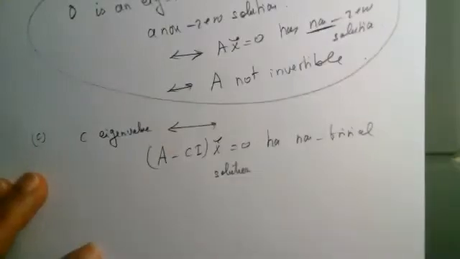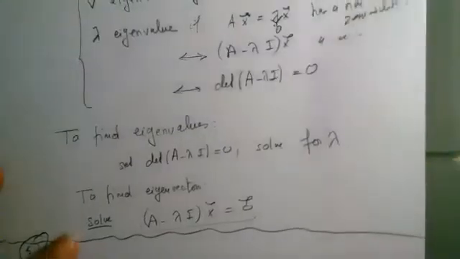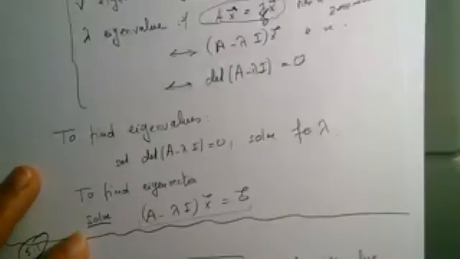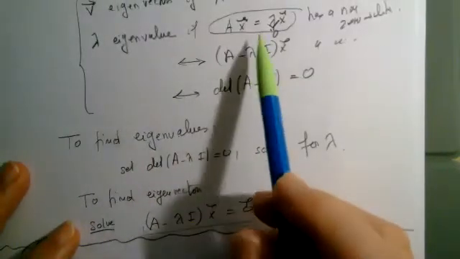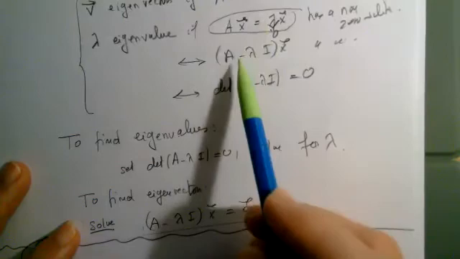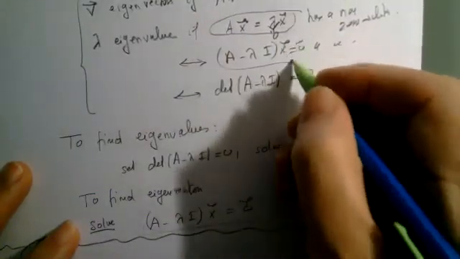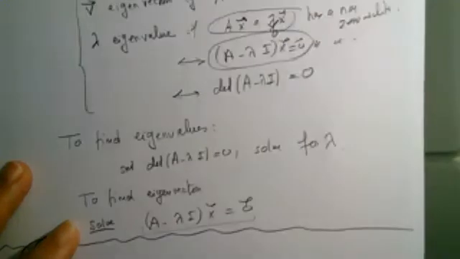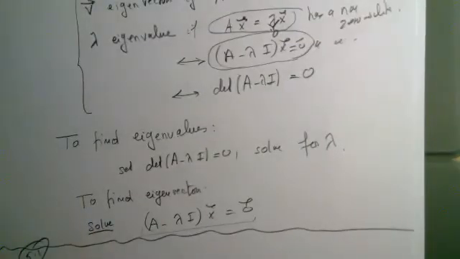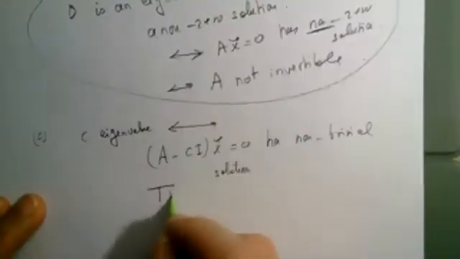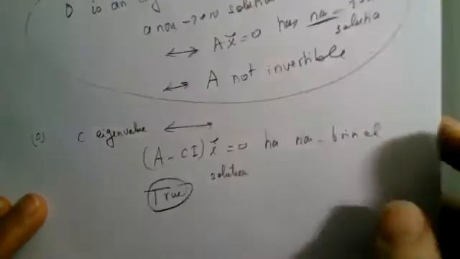That's absolutely true because that's the definition. That's not really the definition, but that's how we derived it. If lambda is an eigenvalue, it means AX equal lambda X has a non-zero solution. And when we rewrote this equation, we wrote it exactly in the format (A minus lambda I) times X equal to 0 has a non-trivial solution. So we basically rewrote it in the exact same format. So this statement is absolutely a true statement.